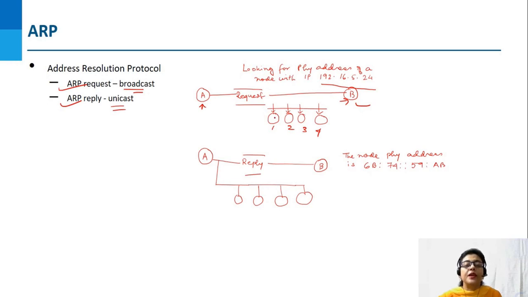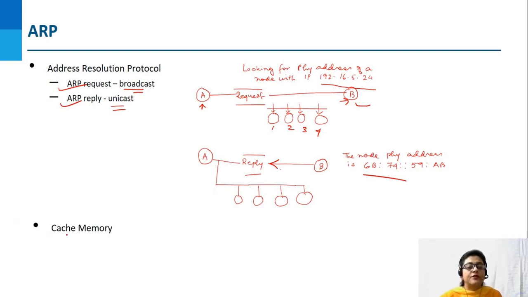Now all the devices will receive this request, but since they do not have the IP address in the request field, they will discard it. It will be B who will know that it is its IP address, and it will reply with a unicast message, called the ARP reply, which will go to A. This node B has the physical address 6B:74:59:AB. So it will reply to A with its physical address. So A will know the physical address of B, and so it can send messages to B.